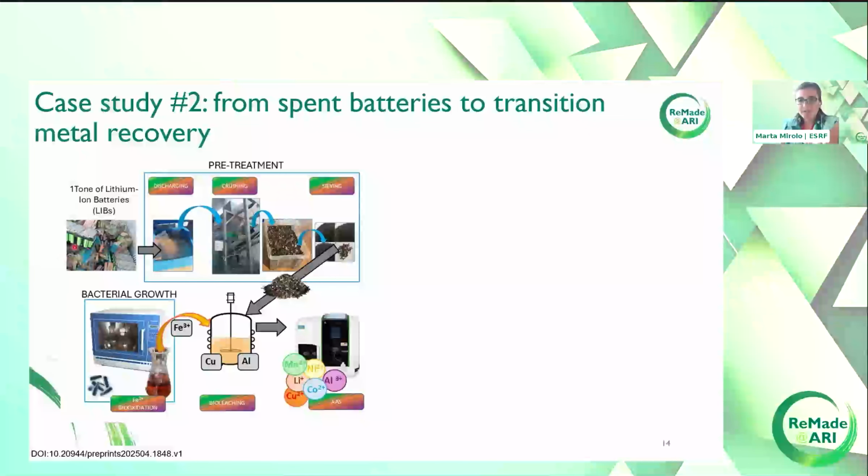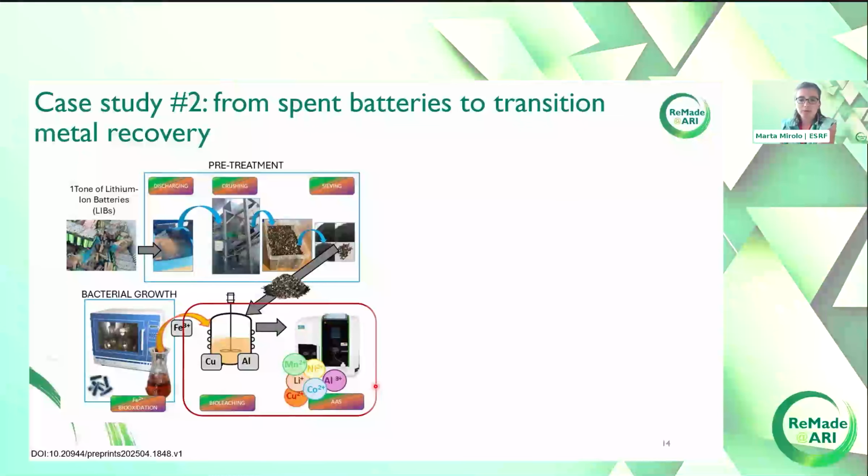What happens, for example, to lithium-ion batteries, usually you discharge them so that they are safe to handle. You crush them. You make this powder. It's called black mass. It contains a lot of valuable elements, lithium, copper, aluminium, cobalt, manganese, all these metals that you want to recover. And this group is using some sort of solvent to dissolve the transition metals, and then they need to recover them.